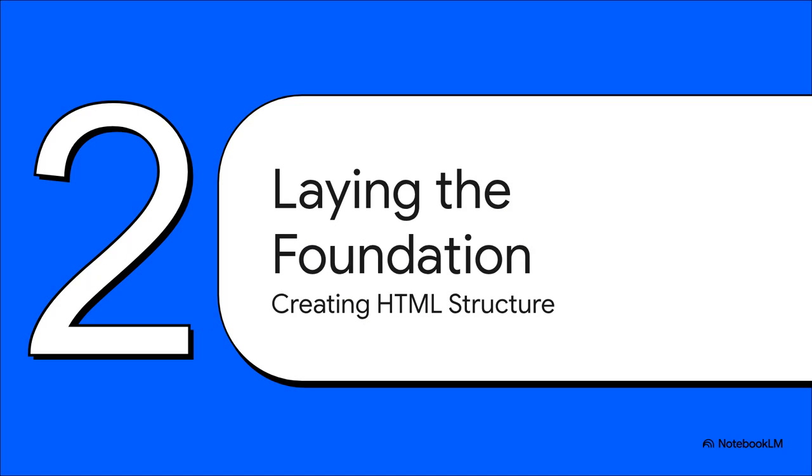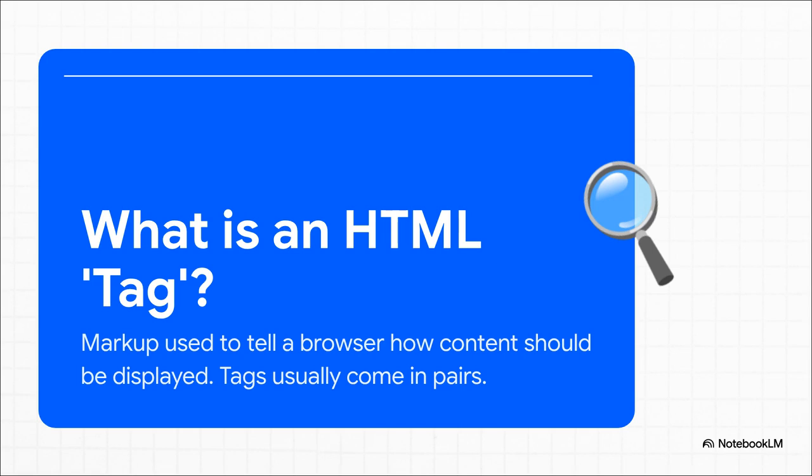All right, time to put on our hard hats. We can't even think about painting the walls until we've actually built them. So let's start with pure HTML and see how we create that basic structure. So the most basic piece of HTML is something called a tag. Just think of tags as little instructions for the web browser. They almost always come in pairs. You've got an opening tag to start the instruction and a closing tag to end it. And your content? You just sandwich it right in between them. That's literally how you tell the browser, hey, everything in here is a paragraph.